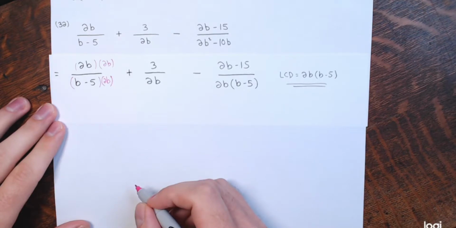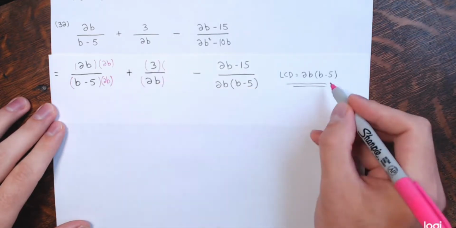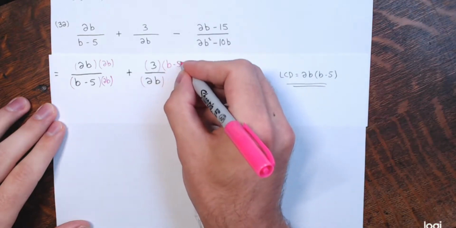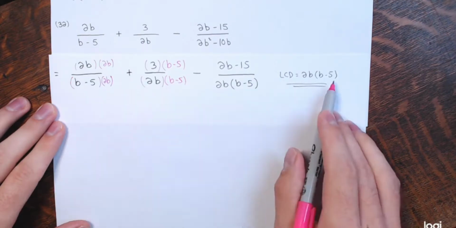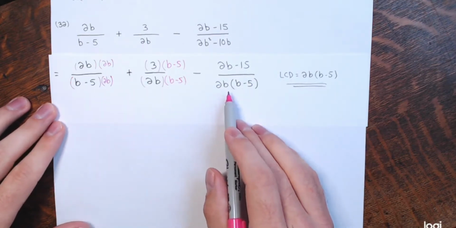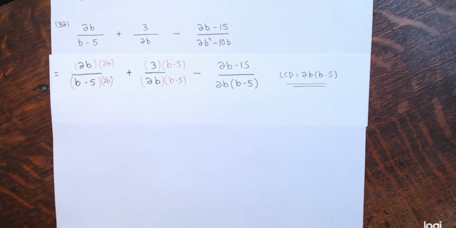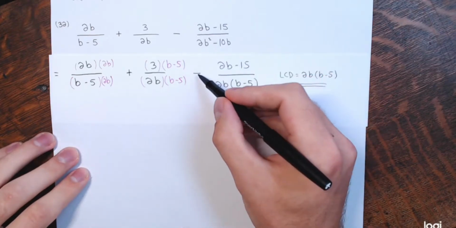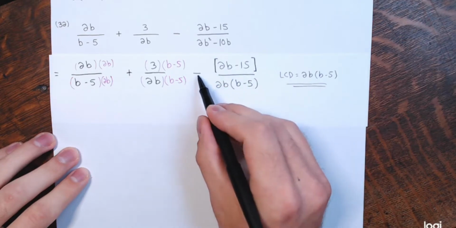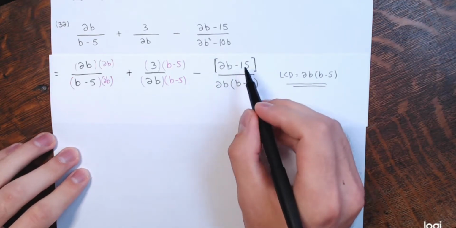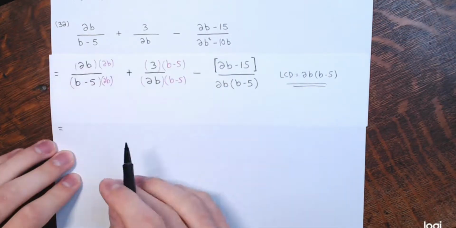All right. The second fraction, I'd have to multiply the numerator and denominator by the quantity b minus 5. Now the denominator is the LCD. And for the third fraction, the denominator is already the LCD. Alright, so I'm going to do this. Remember that when you subtract, you're subtracting every single term. So I'm subtracting 2b and subtracting negative 15. It's like distributing the negative. And I'm just going to combine like terms in the numerator right now.